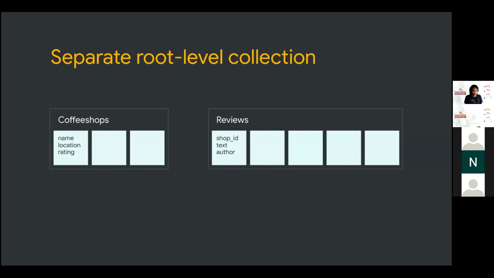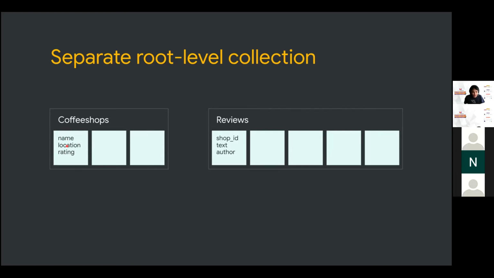The next one is separate level collections. It basically means that we have a collection that stores all coffee shop documents, and we also have a collection that stores all review documents. And each review can have a field storing the ID of the coffee shop that it was written for, sort of like a foreign key in relational databases. So this works if you want to list all the coffee shops, you only need to get information about that coffee shop, because that's all that is stored in the coffee shop document here.